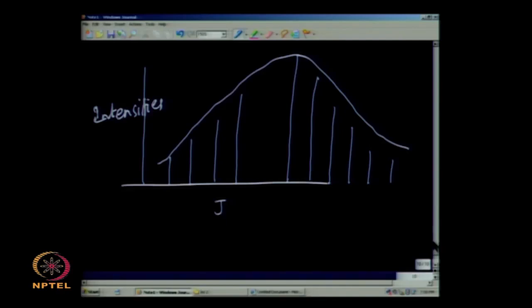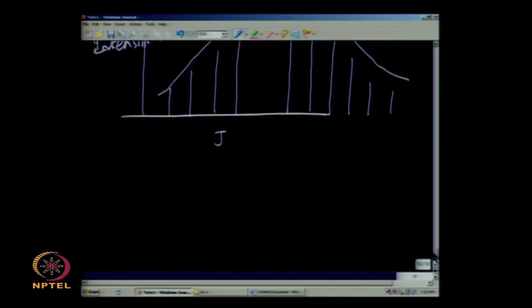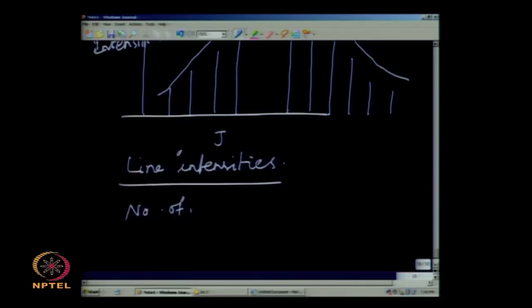And that is a very simple explanation, in the case of rotational spectra, of why the line intensities vary as they do. So if you think about the line intensities, recall from the last lecture the number of molecules which occupy a given energy level.